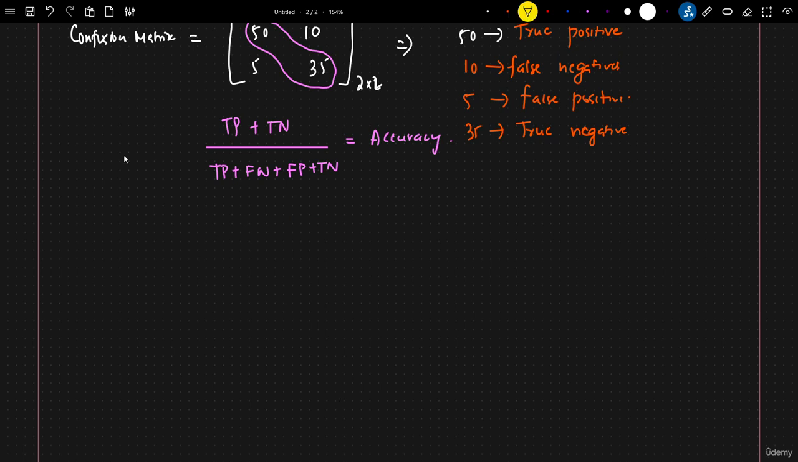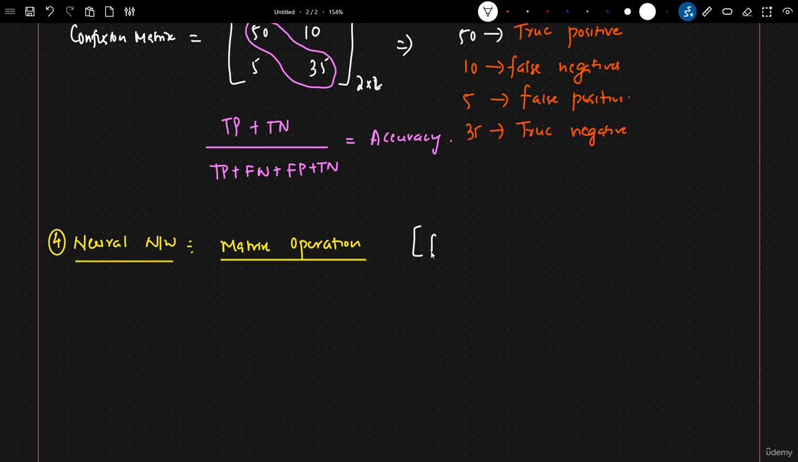I hope you may be knowing about this. In neural networks, matrix operations will be specifically used. Not only in neural networks, there is also a machine learning algorithm called linear regression. But first of all, we will go ahead and discuss this neural network.